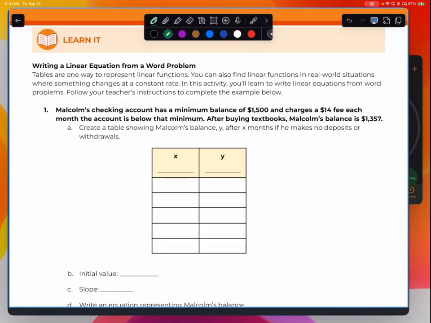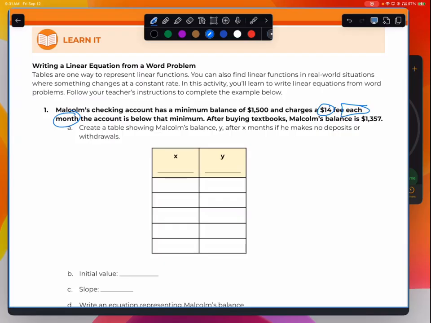So this is how the real world works. You put money in your account. If the money in your account falls below, the bank charges you fees. In this case, they're charging you how much? $14. And the key thing is each month. Each month, they are charging us $14.